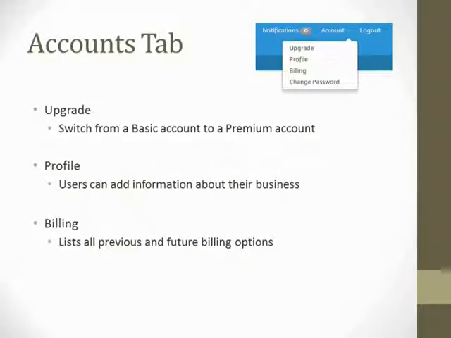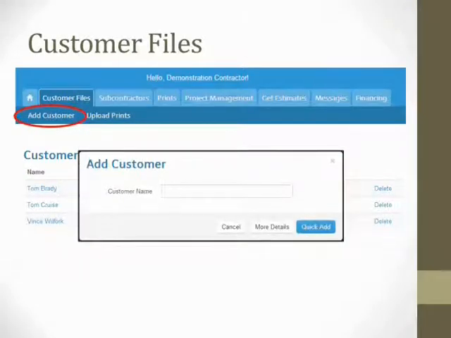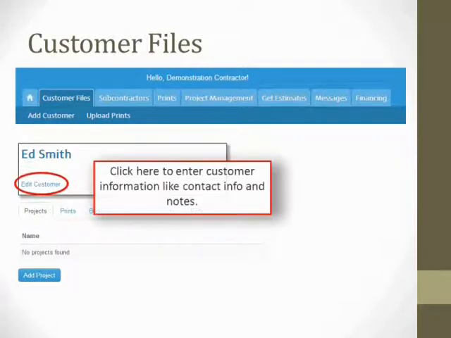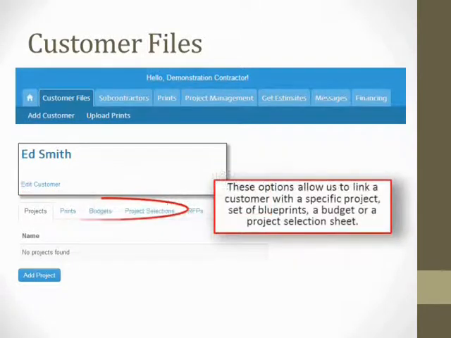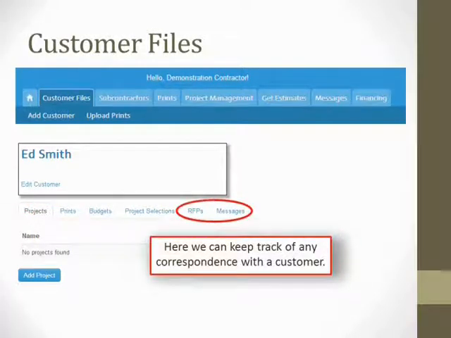You can find this section on the top left of the dashboard. We click on Add Customer, enter their name, and click Quick Add. In the next screen, we can edit the customer's information, like contact information and notes. We can link a client to an already existing project or set of prints. We can track all correspondence here as well. By using Home Building Estimates Customer Organizational System, you never have to worry about losing track of your clients again.